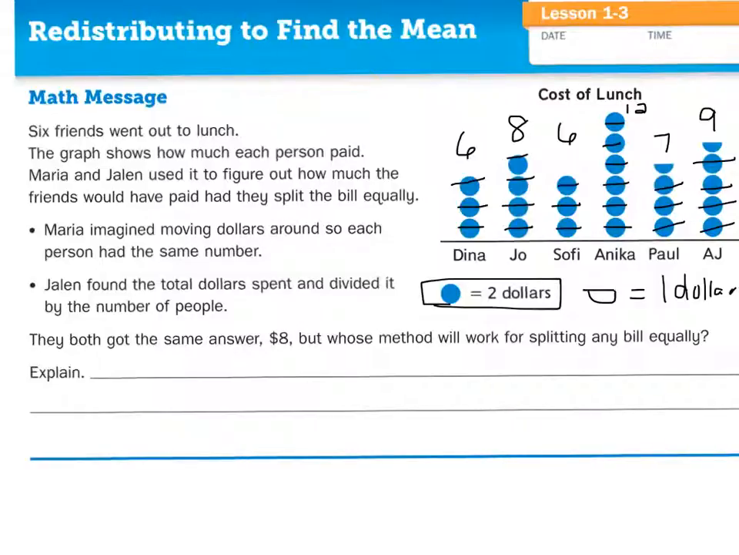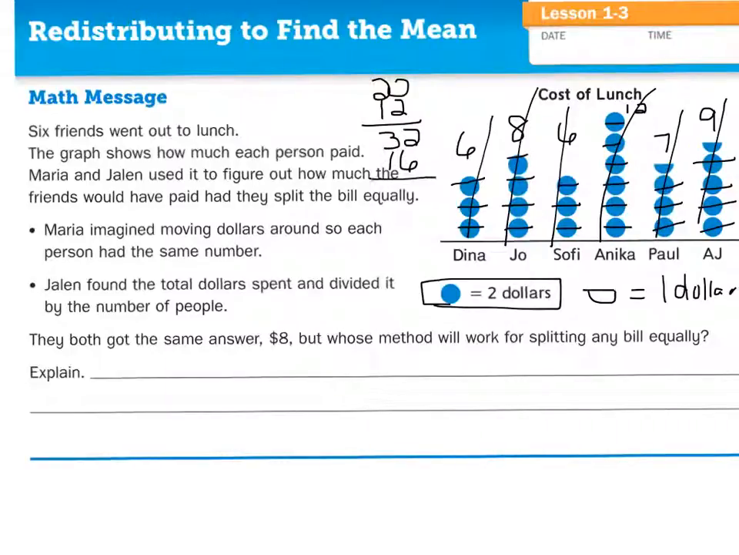So let's again look at Jalen's and how if we add them all up and divide it by how many people we have, it's a little bit easier than making this graph and then just shifting things around. So if I look at adding these things up, I have 12 plus 8, which is 20. 6 plus 6, which is 12. So now I have $32. And then 9 plus 7, 16. And then that's $48. So right now the whole bill came to $48.